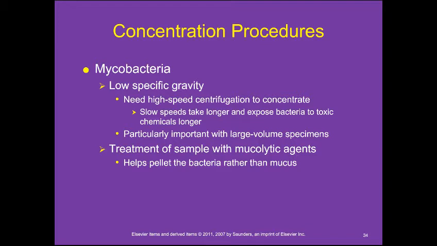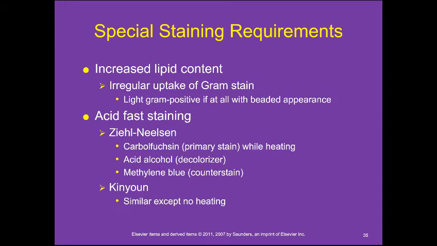Okay. So, after decontamination and digestion, we now go to the concentration procedure. Mycobacteria have a low specific gravity. This one needs high-speed centrifugation to be concentrated. Slow speeds would take longer and expose bacteria to toxic chemicals longer, which is particularly important with large volume specimens. Treatment of the sample with mucolytic agents helps pellet the bacteria rather than mucus.